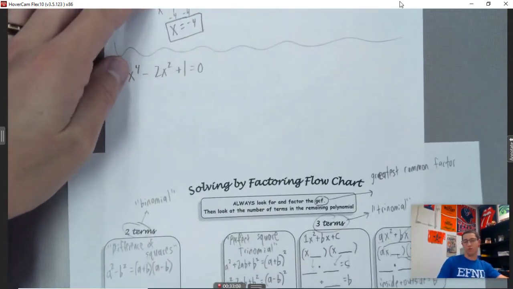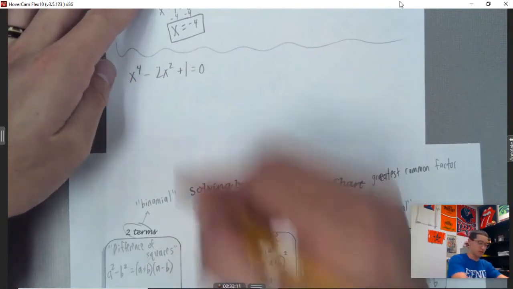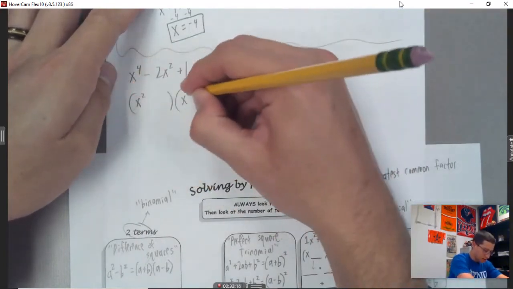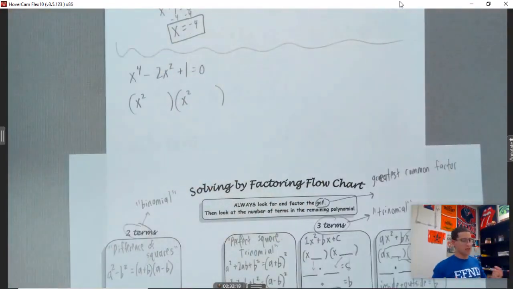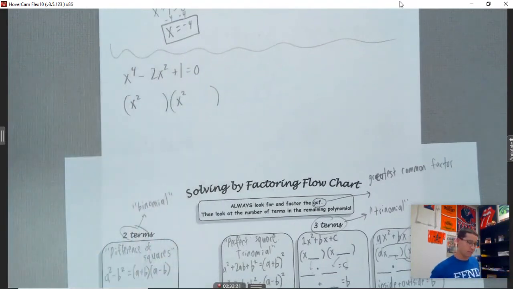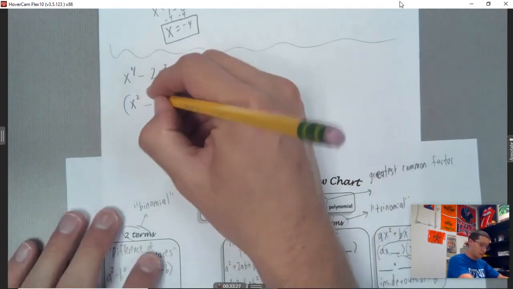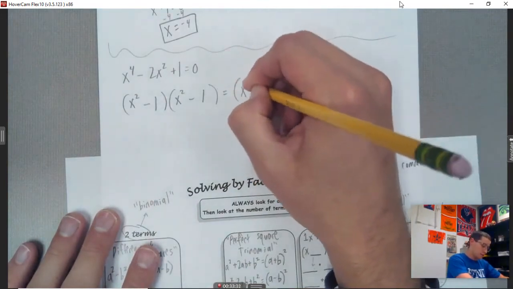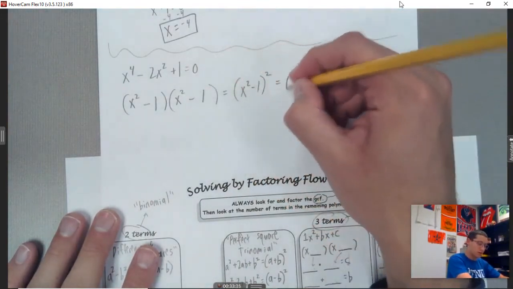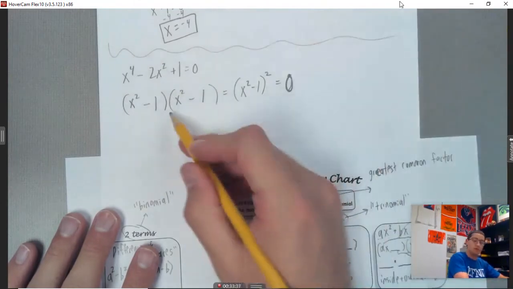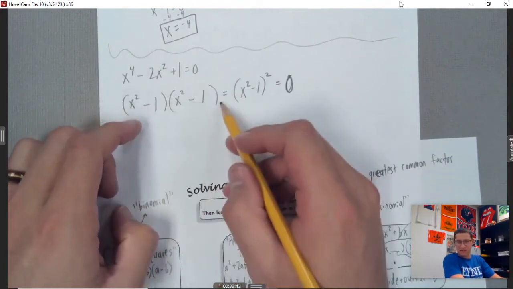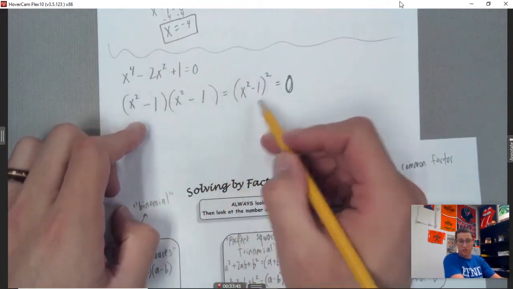Now, the x to the 4th might trip people up a little bit, but what you end up doing is you have x squared and then x squared. That gives you that x to the 4th. And then this particular one happens to be minus 1 and minus 1. Or you could write it like this, and all that equals 0. You've got two options here. Maybe you're fiddling with it and you find this, but you could also jump to this immediately.